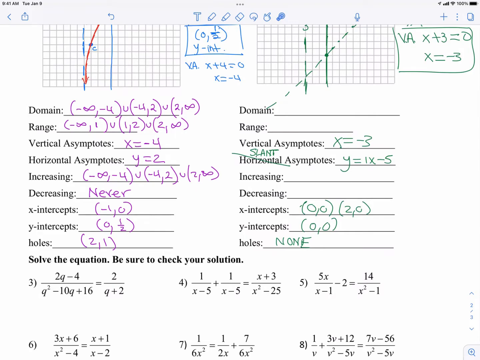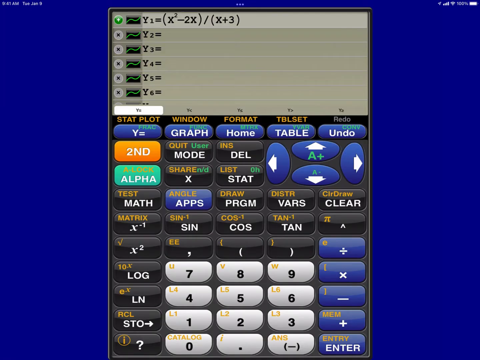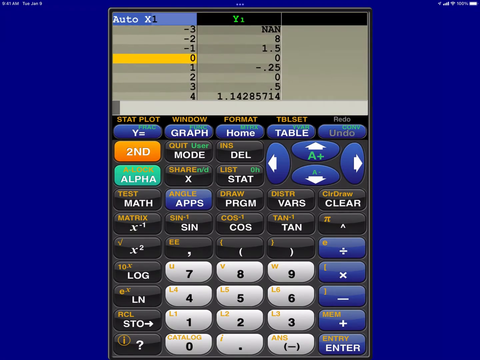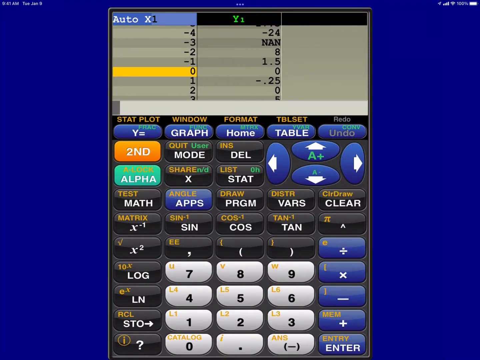Looks like we can go ahead and get values for the table. All right, you see my calculator screen at the very top. That's how I typed in my equation, just using the original equation, making sure you have parentheses around the top and bottom. All right, go into your table. There's your table, and you can scroll up and down as needed. All right, let's transfer some points back over to our page.